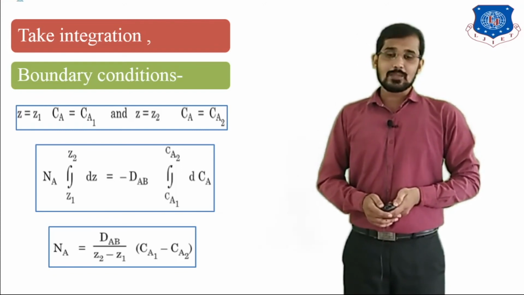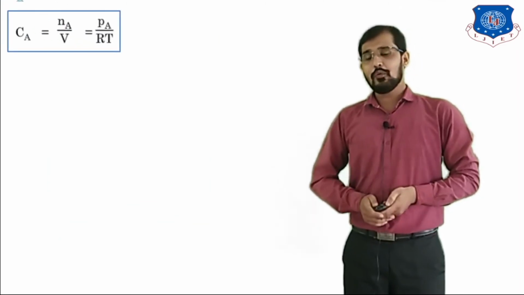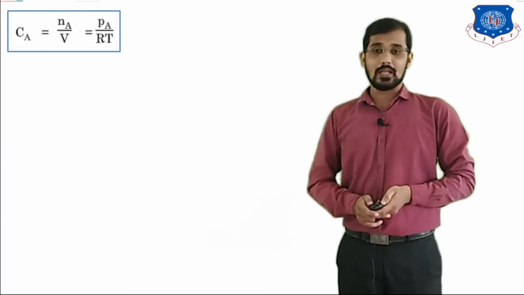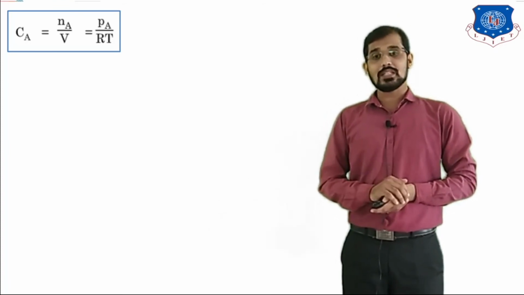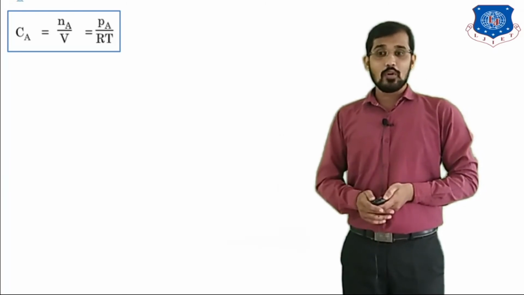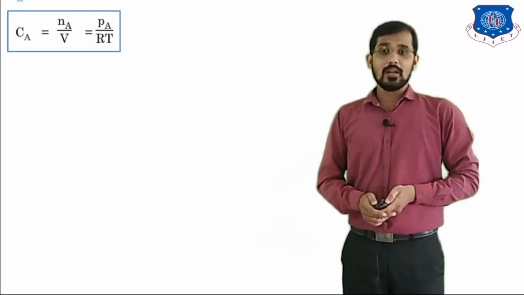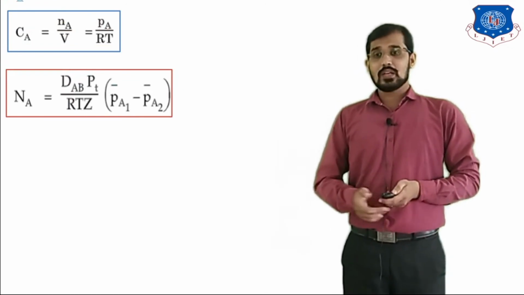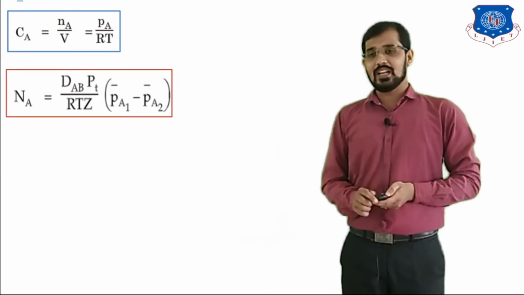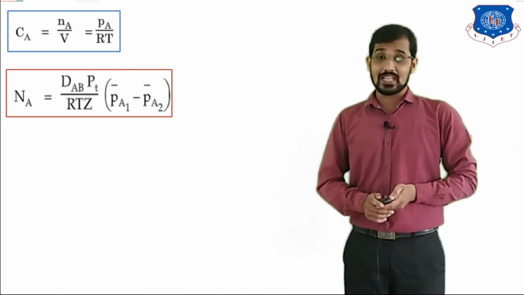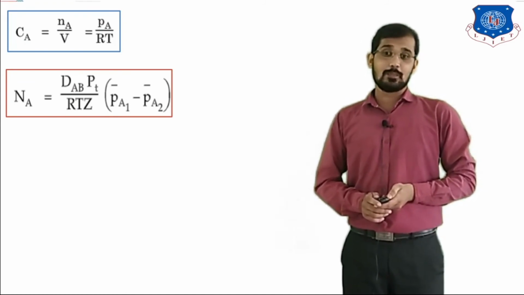Now we will convert this for the ideal gas. For an ideal gas, Ca is equal to Na upon V, which is equal to Pa by RT, meaning the ideal gas equation PV is equal to nRT. For component A, I can write Ca is equal to Na upon V is equal to P upon RT. So after putting this term, we will get the equation like this: Na is equal to dAB into Pt divided by RTZ into (Pa1 minus Pa2).